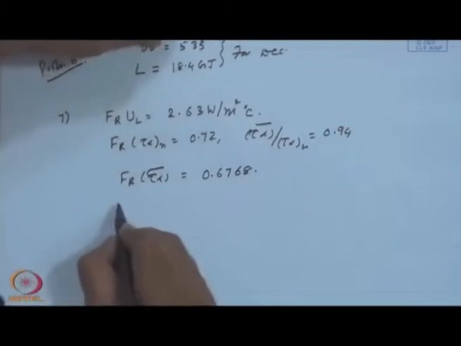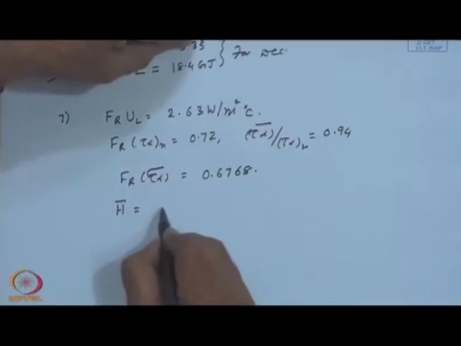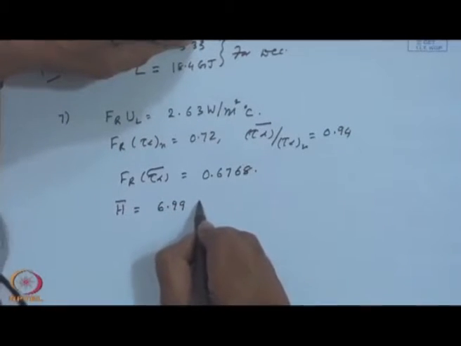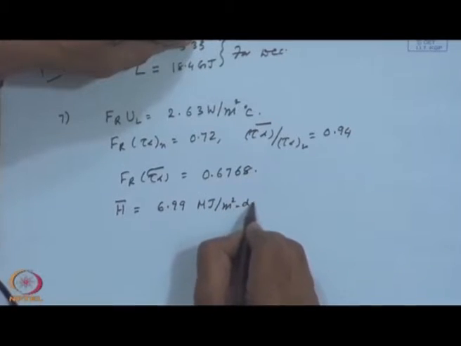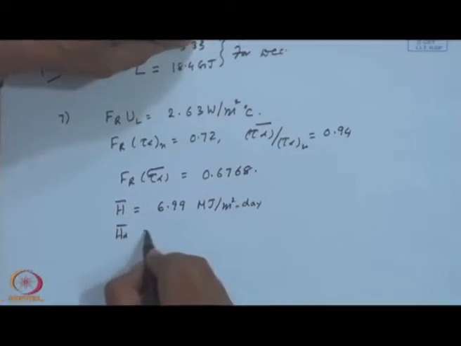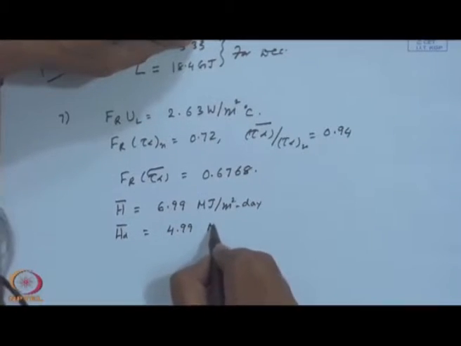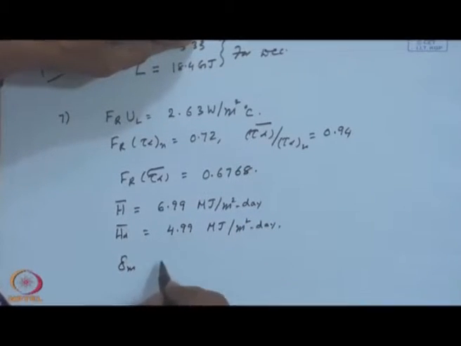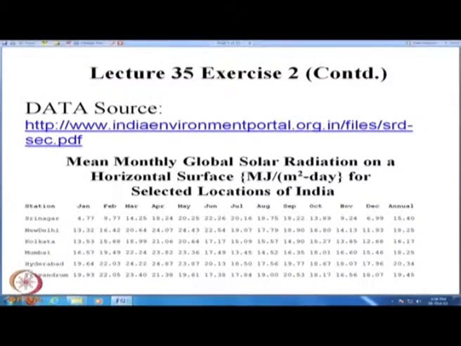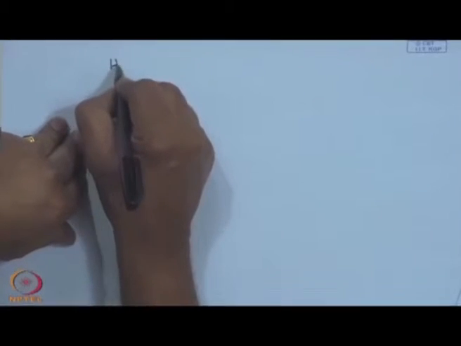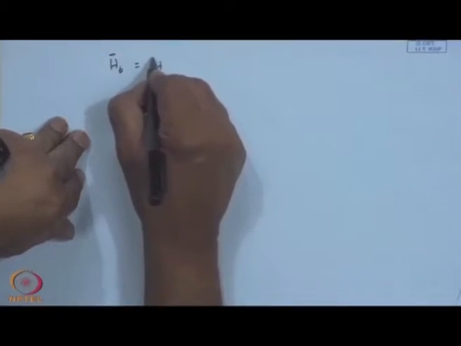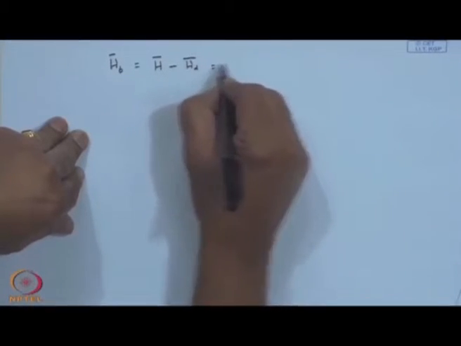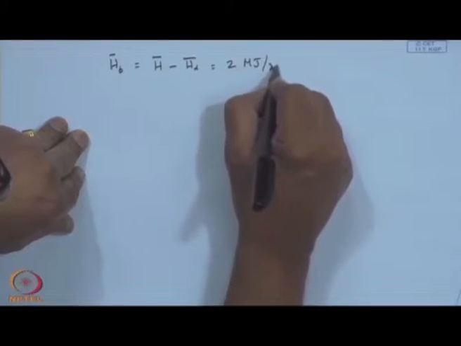equal to 0.6768. Then the data is monthly average daily radiation is 6.99 megajoules per meter square day, and the diffuse radiation is 4.99. So, you can understand it is a cloudy day, and the mean declination for the month of December is minus 23.0 degrees. So, with this you have got the direct radiation H b bar as H bar minus H d bar equal to 2 megajoules per meter square day.